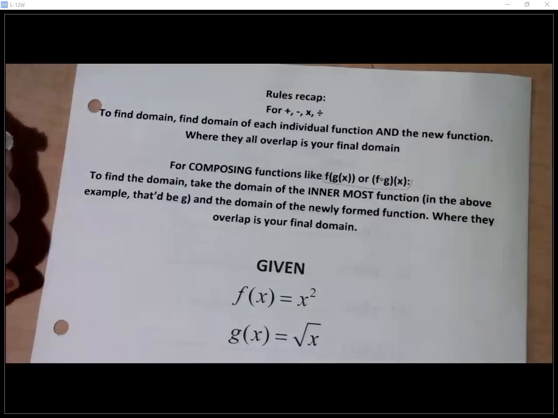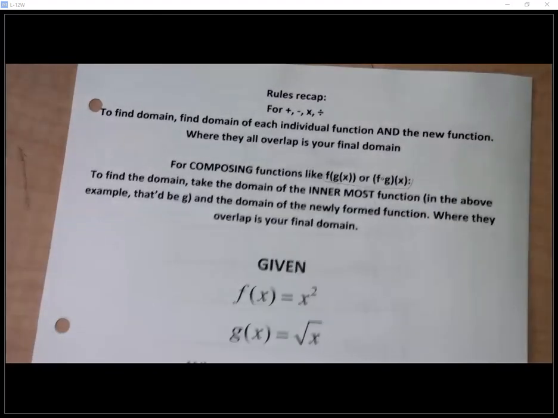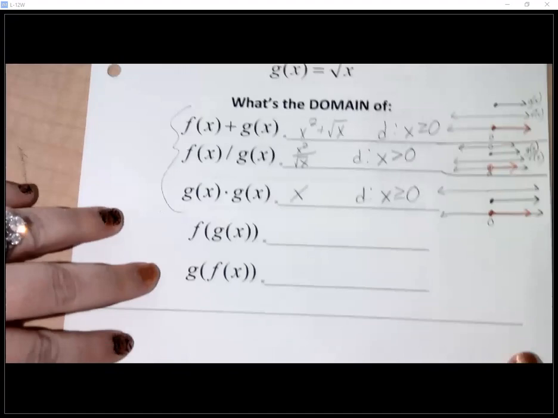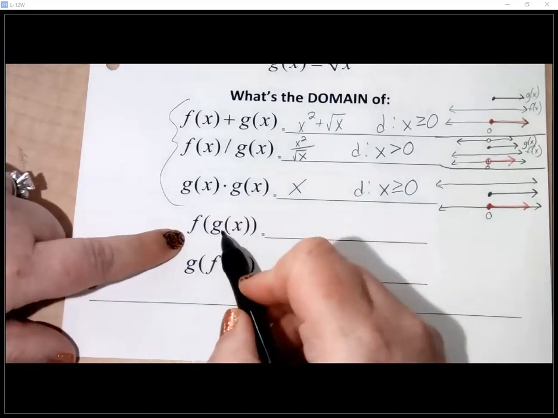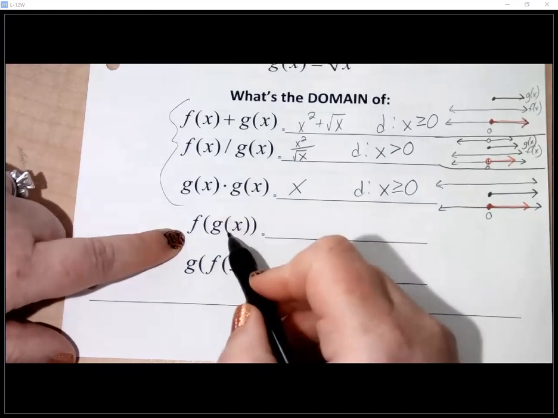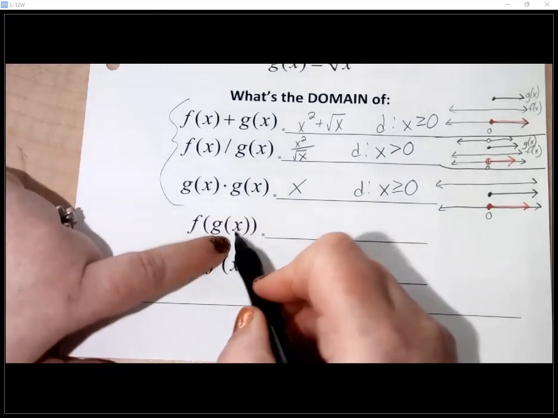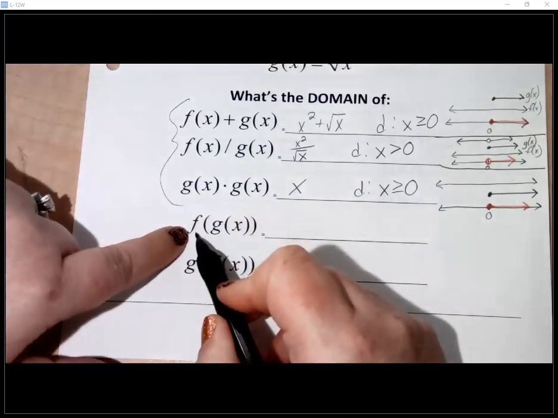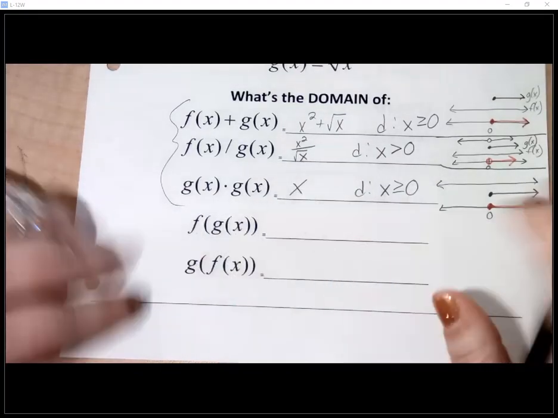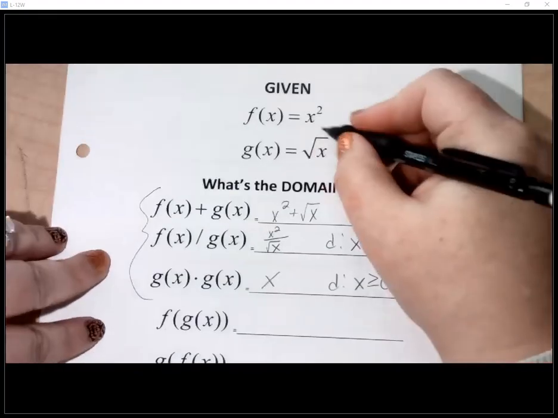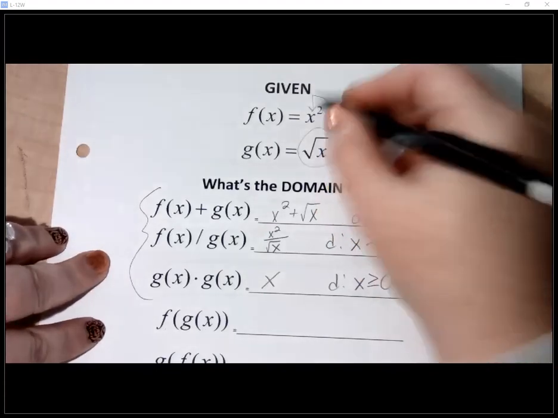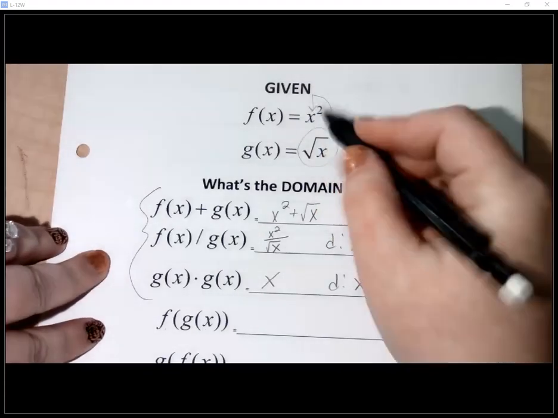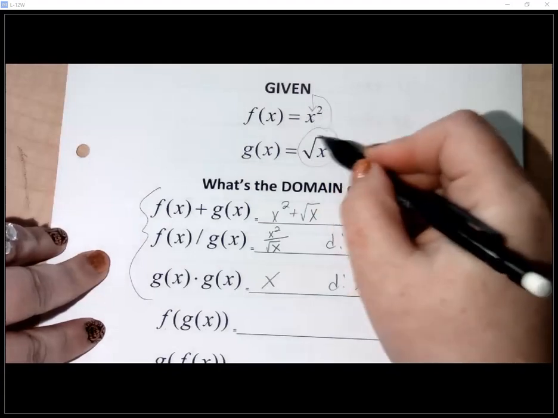Okay, so let's try it down at the bottom here. So we're doing f of g of x. So first, what this means is take the g function and put it into the f. So I'm going to take the square root of x, which is the g function, and I'm going to put it into the f in place of x. So instead of writing x squared, I write square root of x squared.